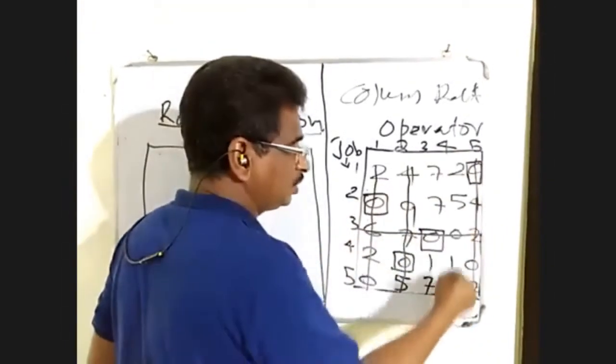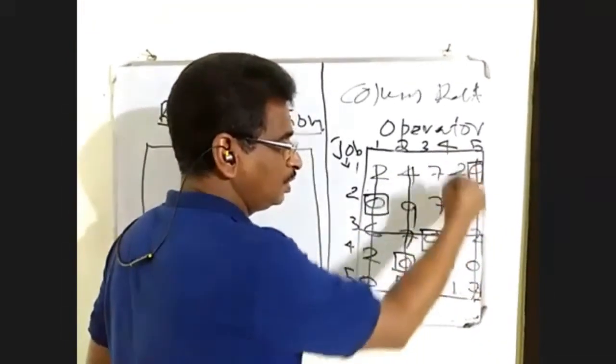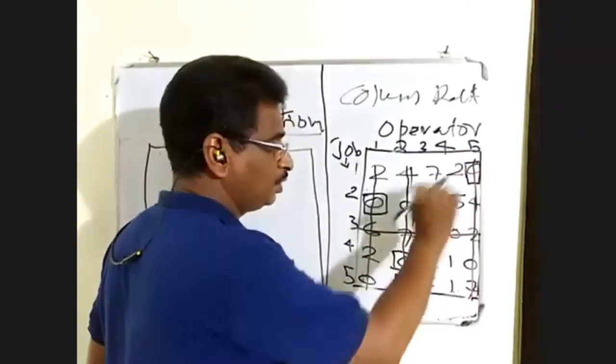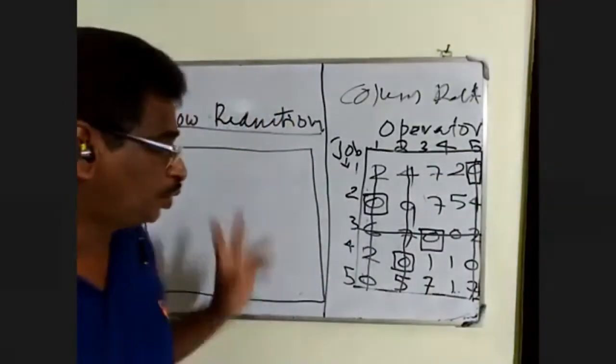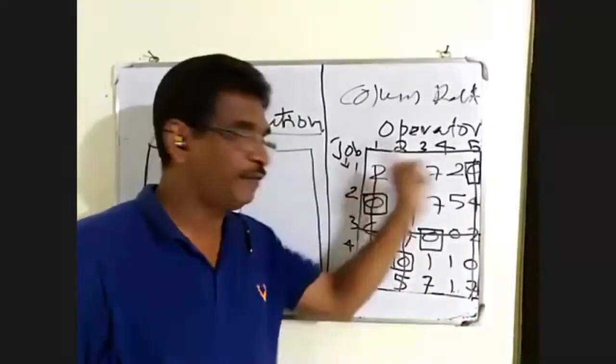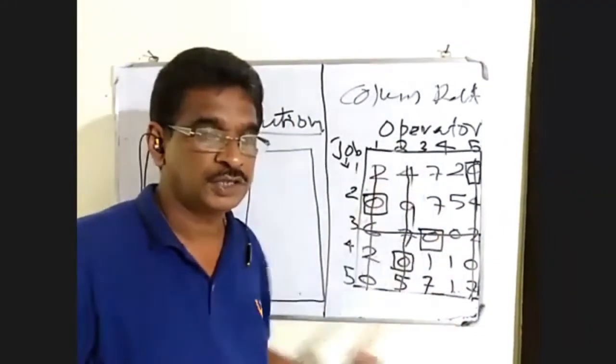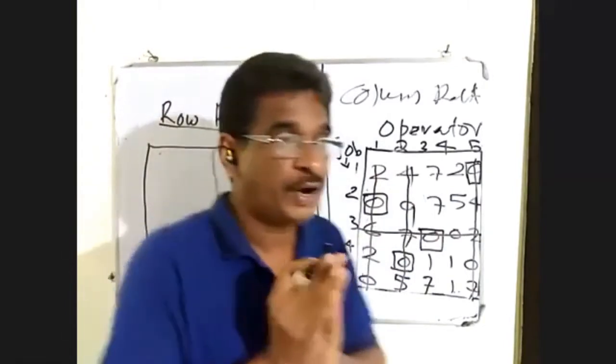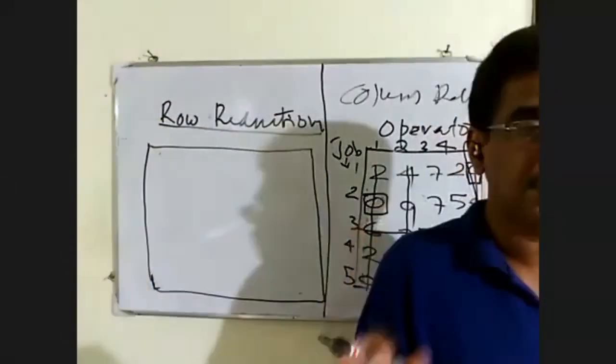Next column. Is there exactly 1 zero? No, no zero is there. You can look at that: all the zeros are covered with the lines. So what you have to do is first of all you have to do.